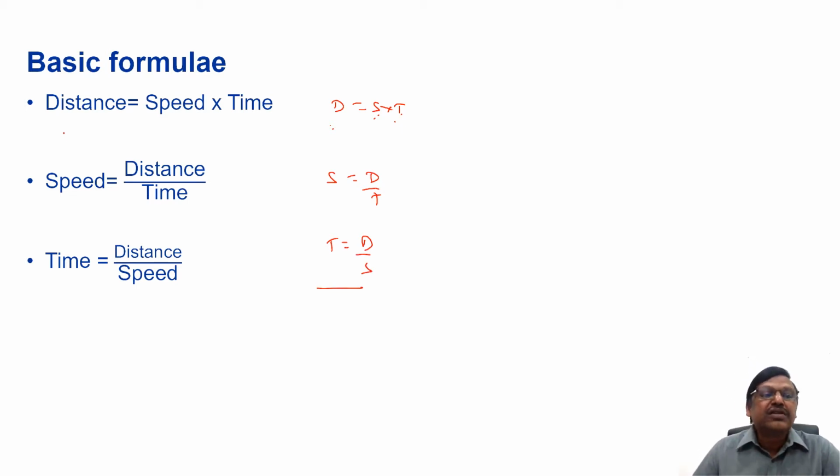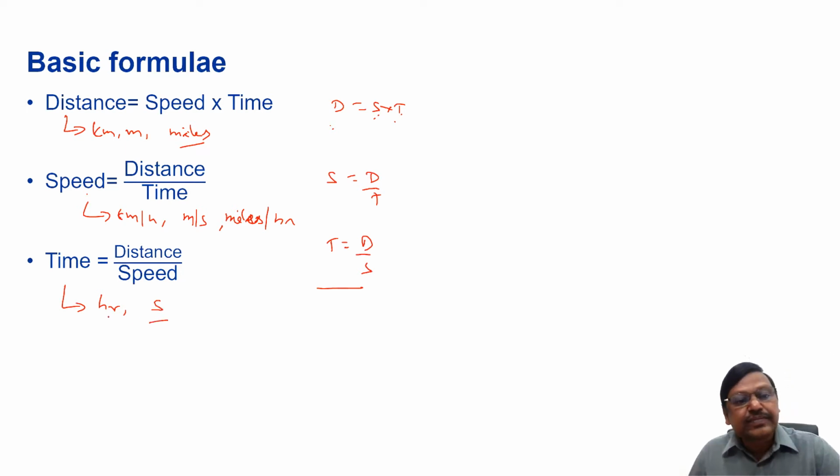And one more thing is, for distance we usually use kilometers or meters, or in some exams like GRE, GMAT, more often they use miles. For speed, we'll use kilometers per hour, meters per second, or miles per hour. These are the more often used units. For time, usually we get hours or seconds.